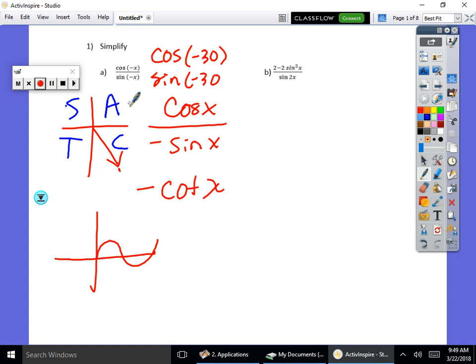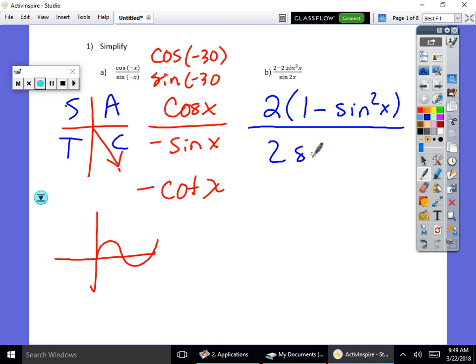All right, I have to think of it a different way. Okay, let's move on to B. So I'm going to factor out a 2. So it gives me 1 minus sine squared x. And then sine 2x is what? Using your formula sheet, what's sine 2x? 2 sine cosine, right? Okay.